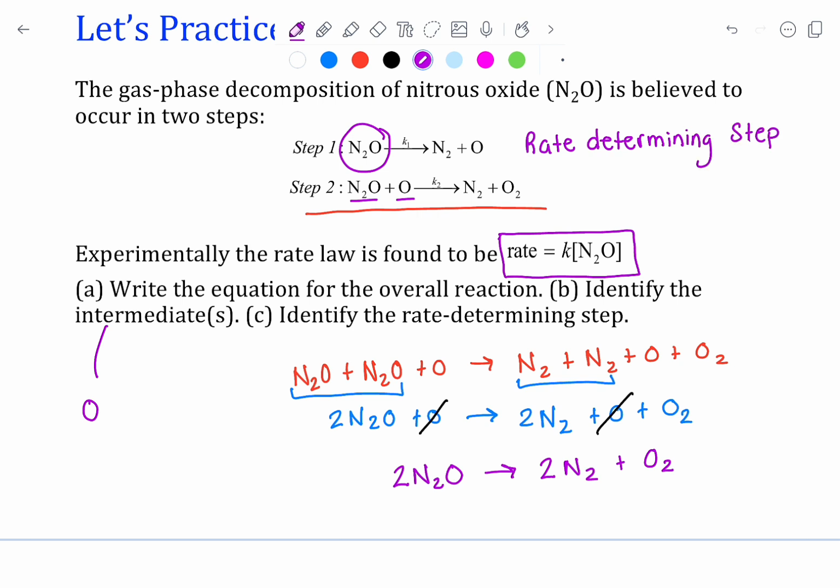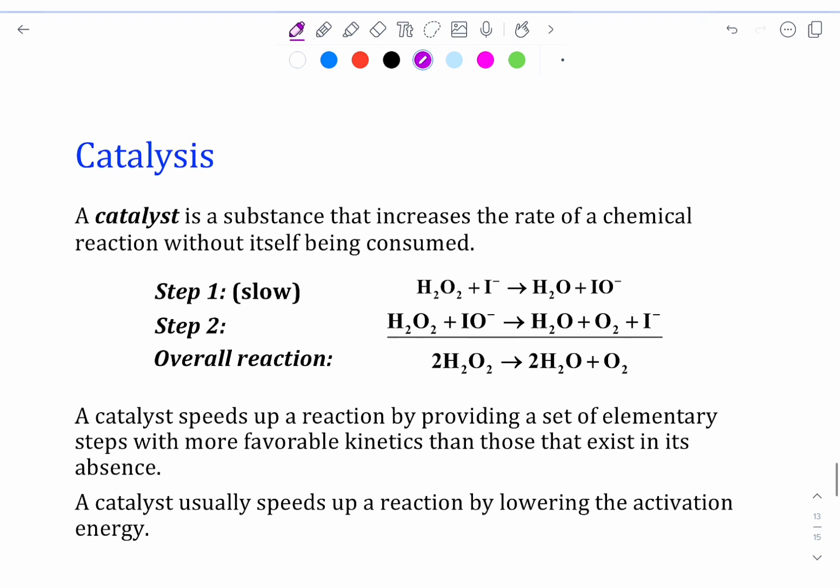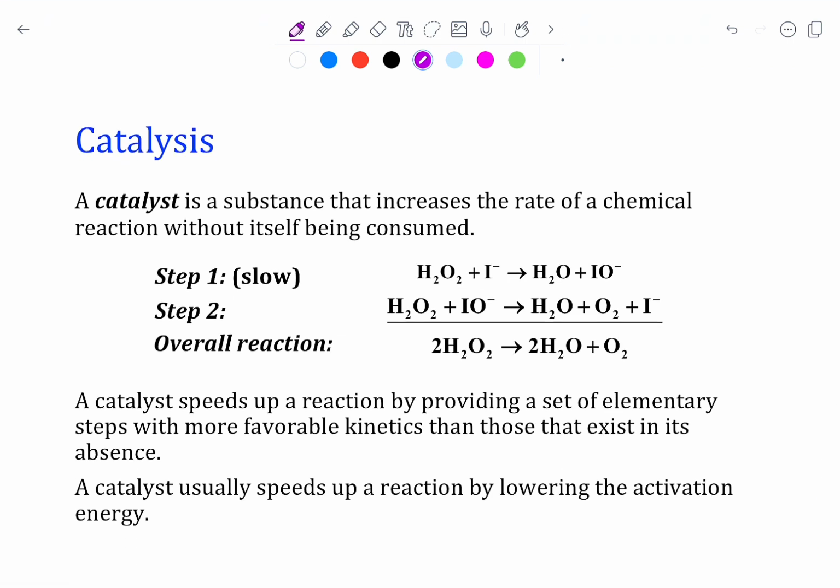Okay, so we're just relating our rate law to our multi-step process, to our elementary reactions. Finally, we want to discuss catalysis. In catalysis, a catalyst is a substance that increases the rate of a chemical reaction without itself being consumed.